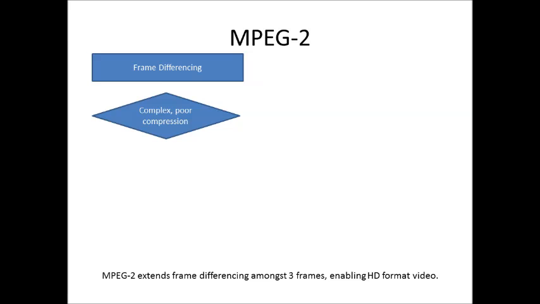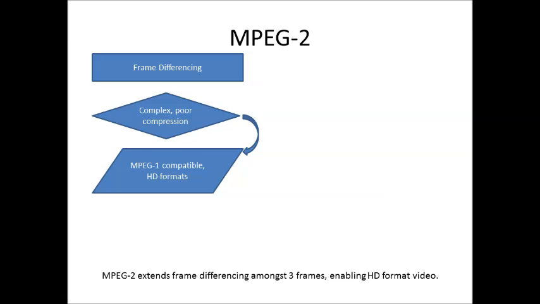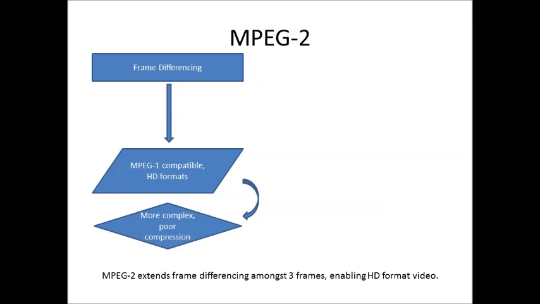MPEG-1 cannot compress HD, motivating the MPEG-2 effort. MPEG-2 continues the trend towards greater computational and algorithmic complexity and compresses high-quality video onto DVD data rates. MPEG-2 is even more computationally complex than MPEG-1.